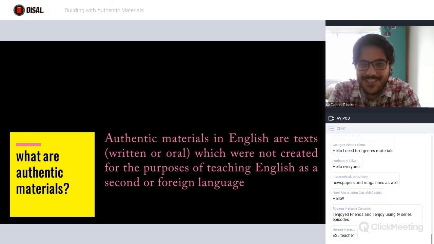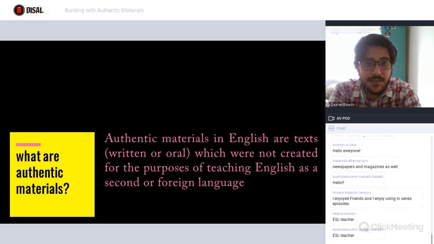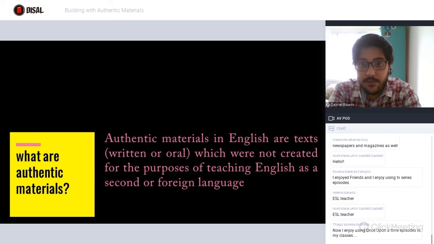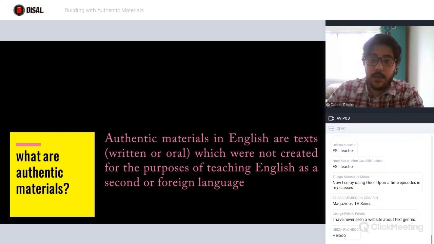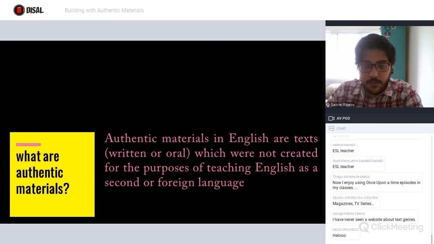When you're teaching Portuguese as a second language, you probably use a lot more authentic materials. I used a lot of Porta dos Fundos, for example. It is an authentic material because Porta dos Fundos was not made for people who are learning Portuguese, right? It was made for people who can watch something in Portuguese. So if I'm going to use it in class, I need to make a lot of adaptations, right? So these are the authentic materials that we're going to be talking about.